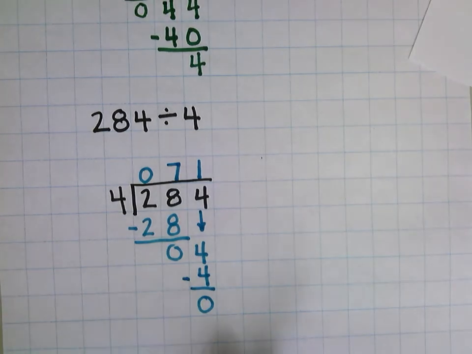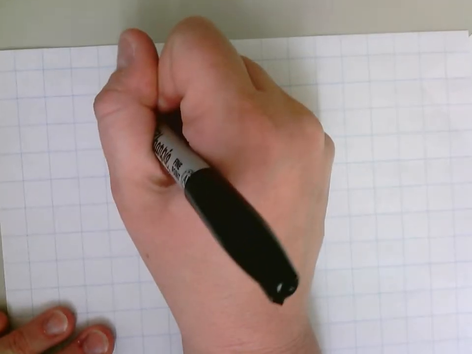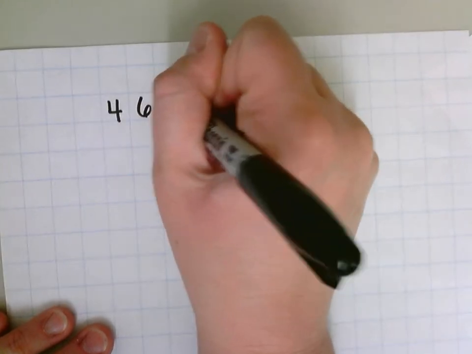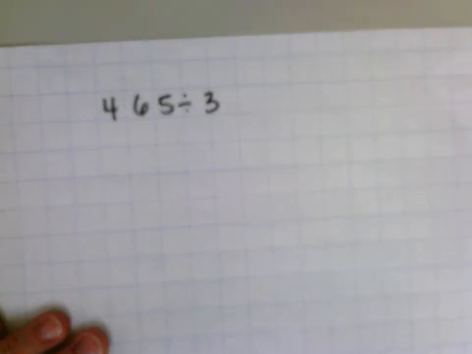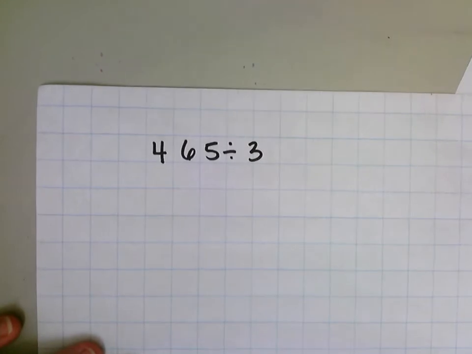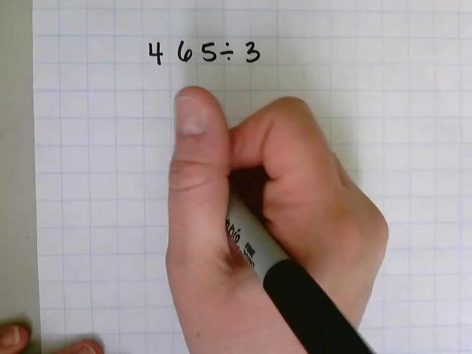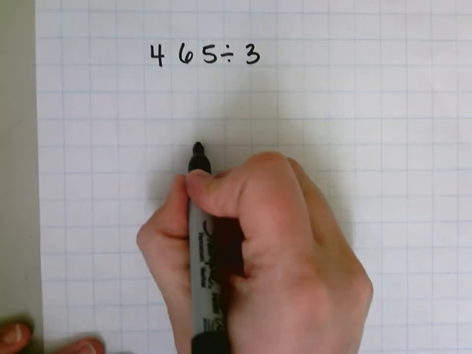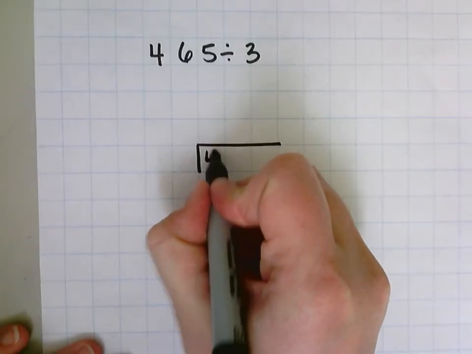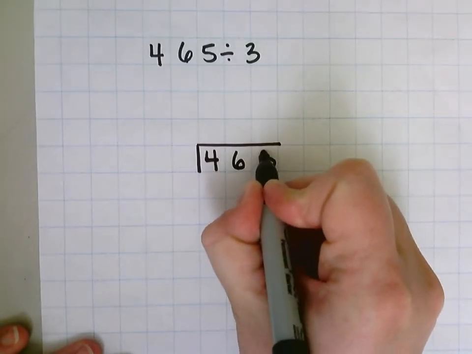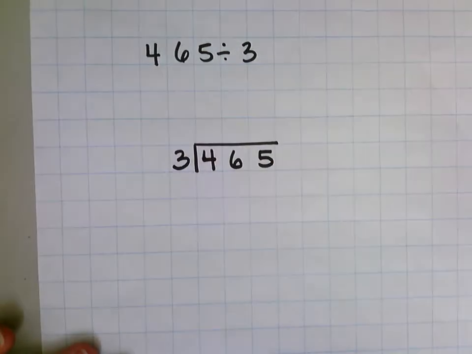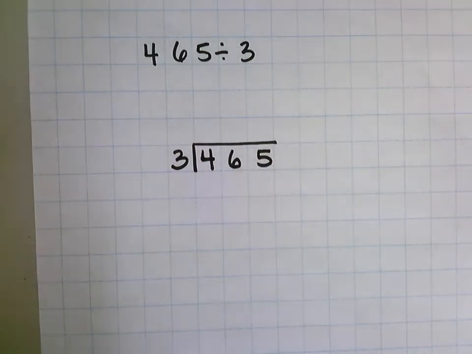I think we have time for one more example. Let's do this last one of 465 divided by 3. Let me write that out here in our long division box. 465 divided by 3. Take a second to write that problem down too.